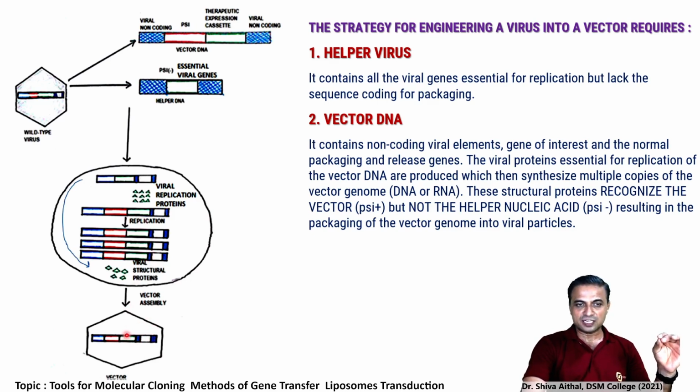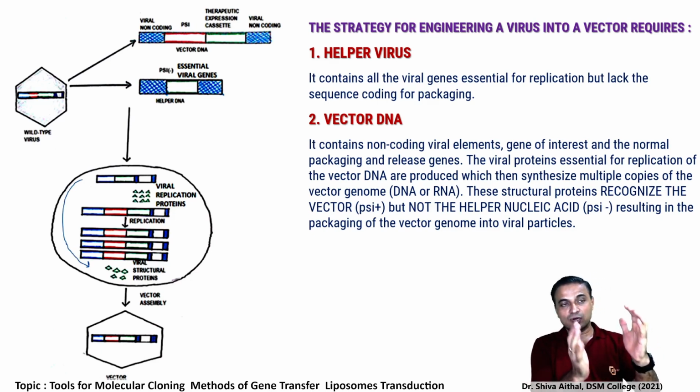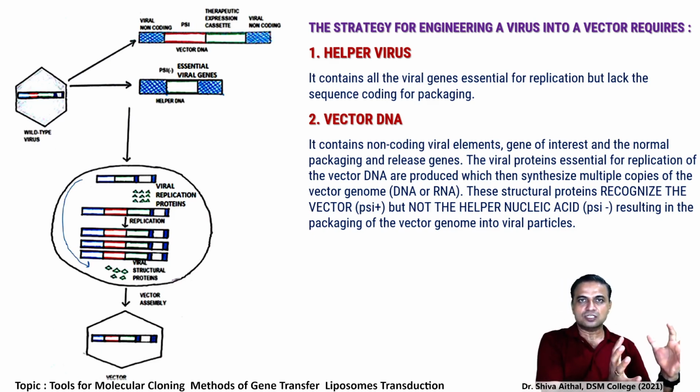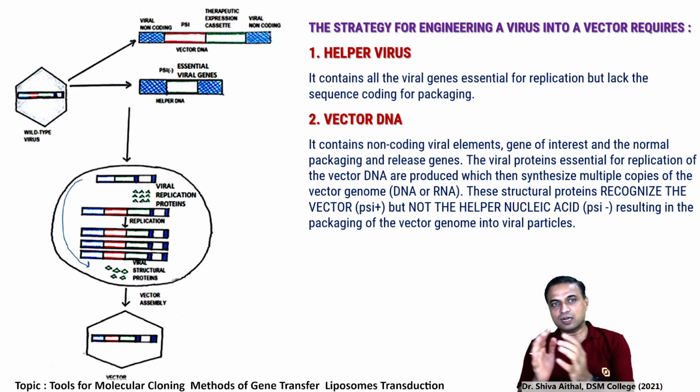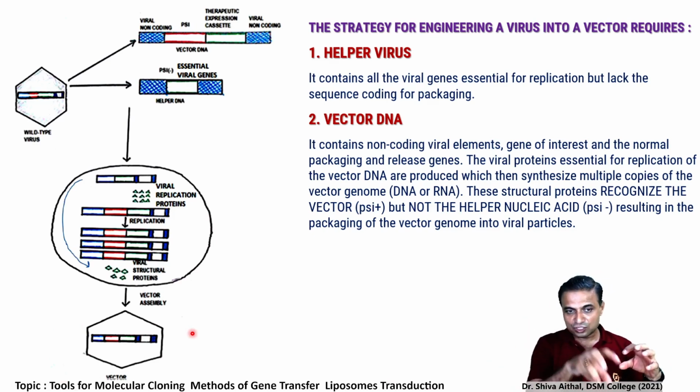How does this packaging take place? Because packaging genes are present in the vector DNA. So the strategy for engineering: you have packaging genes along with your gene of interest, but virulence is not there, and you have a helper DNA which contains the essential genes for replication but not packaging. So in this fusion technique, you generate a virus which is now ready. This vector is now ready to deliver your gene of interest.